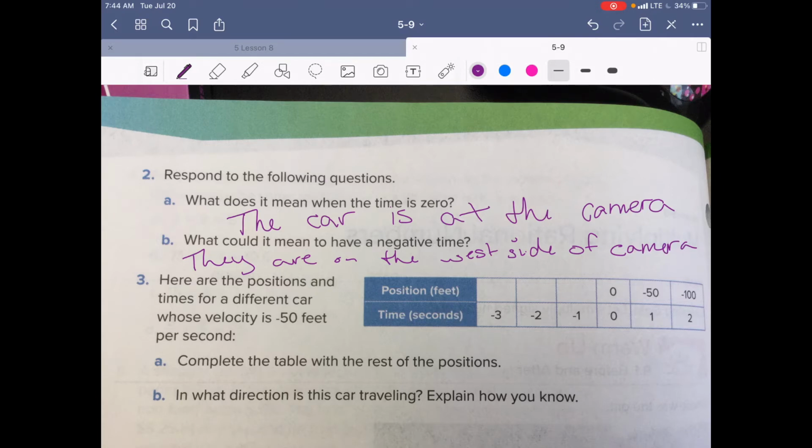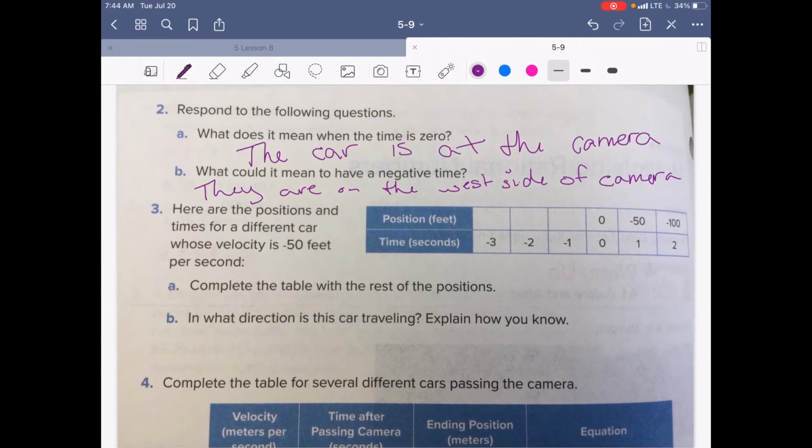And number 3. Here are the positions and times for a different car whose velocity is -50 feet per second. Complete the table with the rest of the positions. It looks like we're starting here at -100 and going down to -50. Then we go to 0, so we're skip counting by 50. So -1 would be +50, -2, +100, and -3, +150.